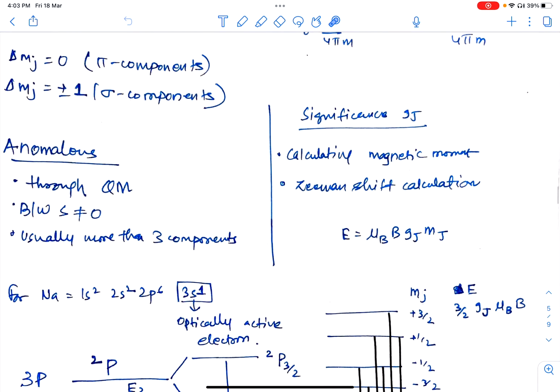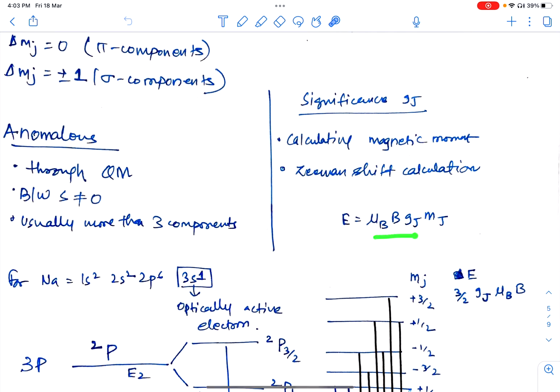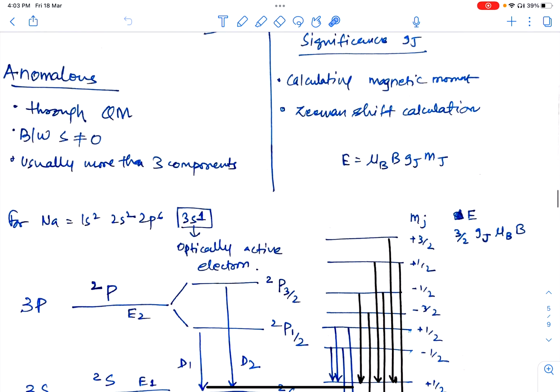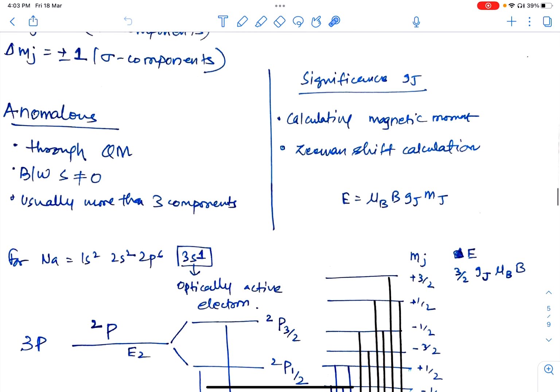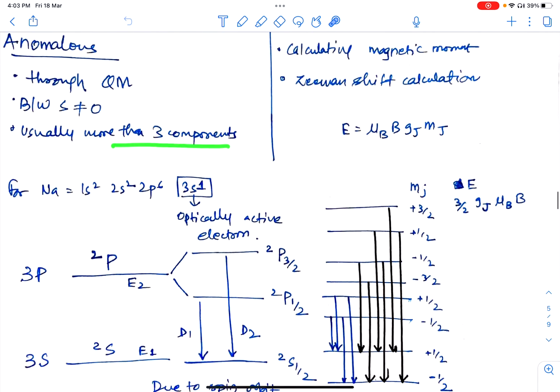Now what is the significance of gj? For calculating the magnetic moment, we have to know gj. It is also helpful in the Zeeman shift calculation. Energy shift is equal to mu B B gj mj. This anomalous case, through quantum mechanics, we can get between as triplet states. This anomalous effect usually happens with more than three components.